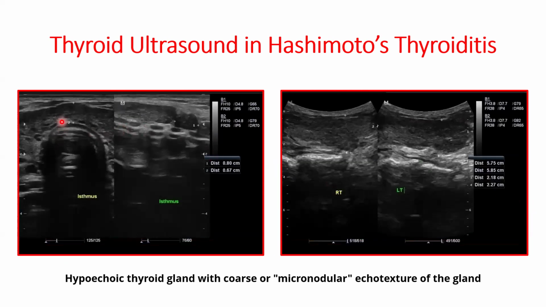Again, this is the transverse picture. This is the longitudinal picture as well, showing the micronodular texture, hypoechoic. It appears a little bit black, more black than before. Okay? Any problems so far? No, clear. All right.